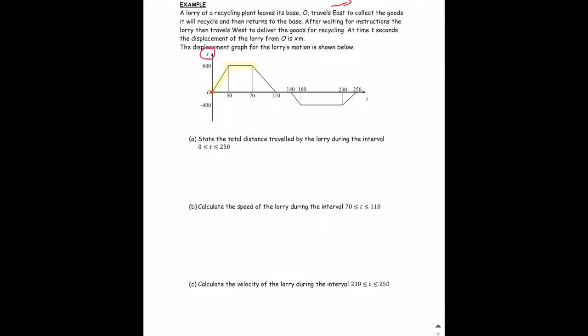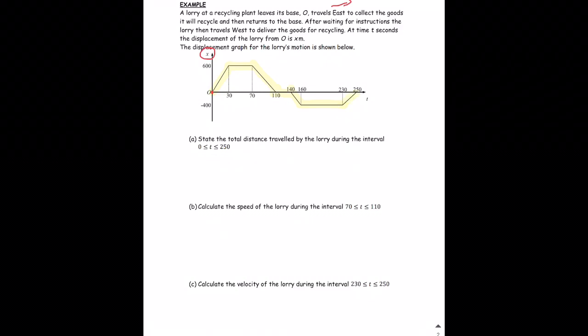Again, you can think of that as a distance, really. Its distance away from the base isn't moving, so it's stationary, and then it travels back towards the base. It's then in the base between 110 and 140 seconds, so it's 30 seconds in total. It then goes in the opposite direction, so it's got a negative displacement. It travels 400 meters in the other direction, waits there for a while, and then comes back to the base.